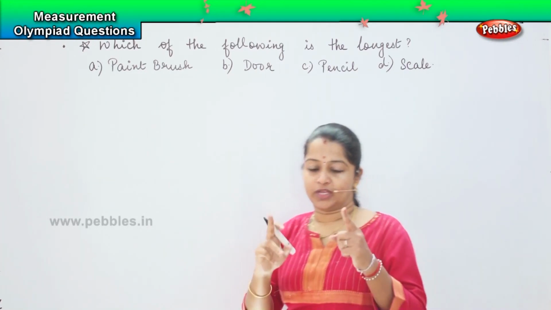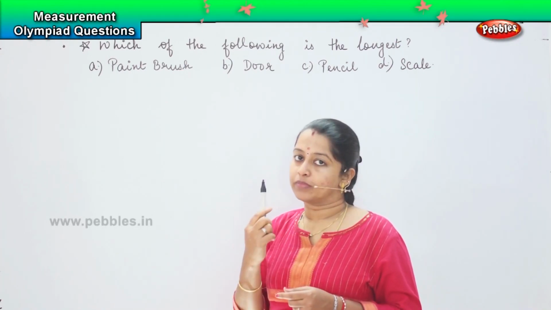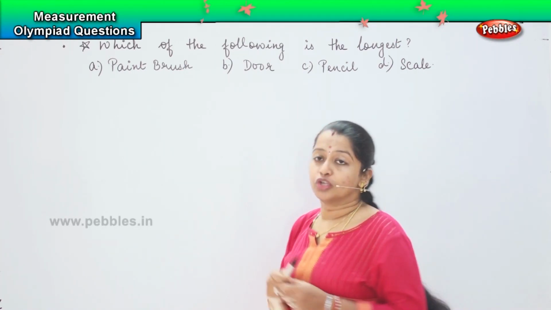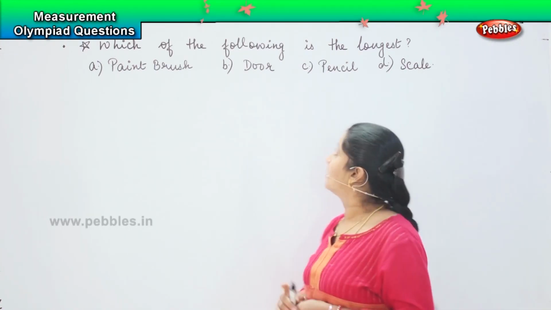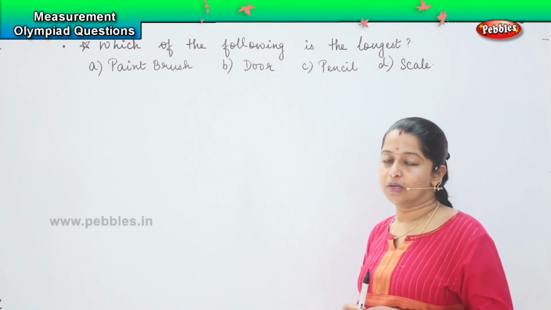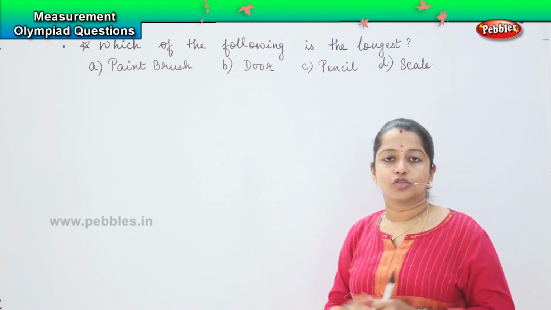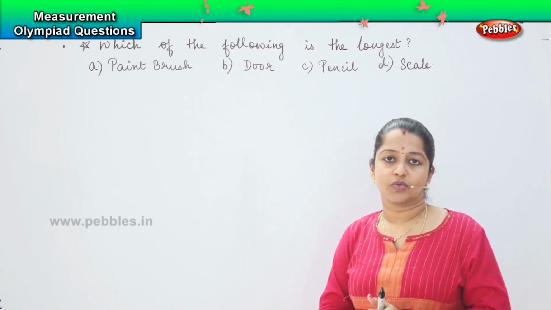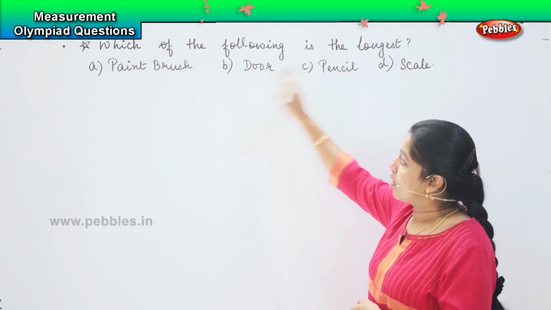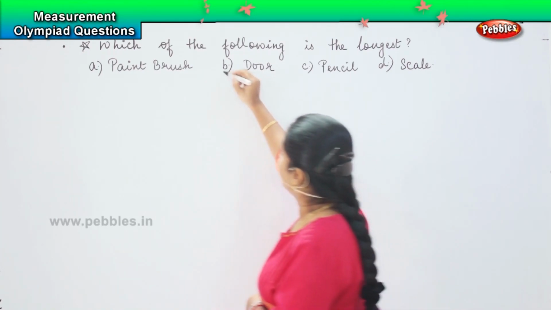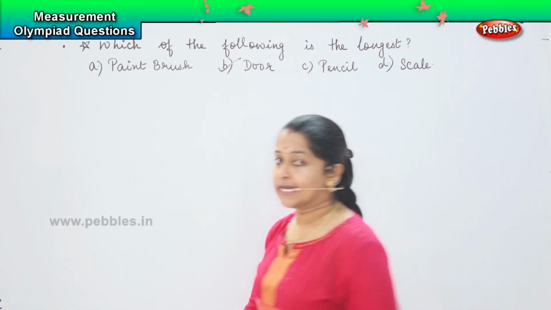So paintbrush, we know it will come only up to this much, right? Maybe a little lengthier than this marker pen. What about the door? Yes, door has good dimension and good length. What about the pencil? Pencil will not measure more than this, right? Scale. Scale also, what is the maximum centimeter you have? You have about 25 to 30, right? So which means that the longest among them is B, which is door. Clear? So let us do the second sum now.